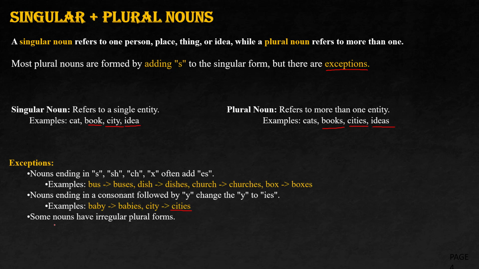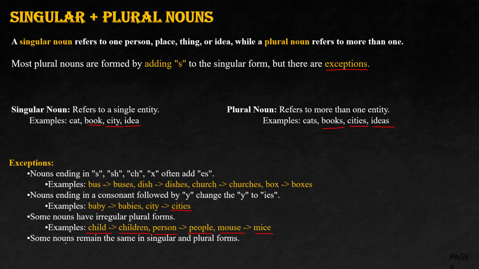Now, some nouns have irregular plural forms. For example, child, children, person, people, mouse, mice. Some nouns remain the same in singular and plural forms, likewise sheep, sheep, fish, fish.